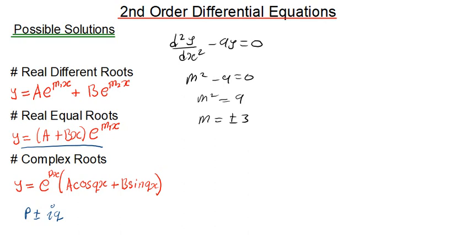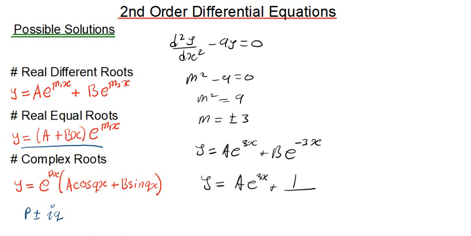So we're going to say y is equal to a e, my m1, let me say is 3, then x there, plus b e, my m2, let me say is minus 3x, like that, and that's what we happen to have as a solution. We can write it as y is equal to a e to the 3x plus, in this case let me say, b over e to the 3x, and that's the solution right there.